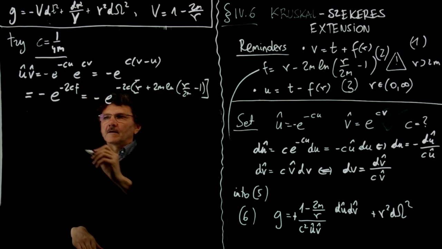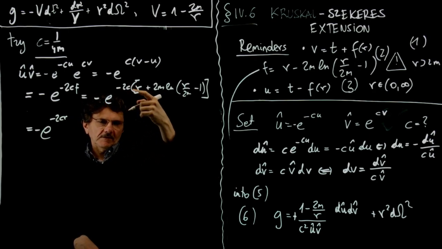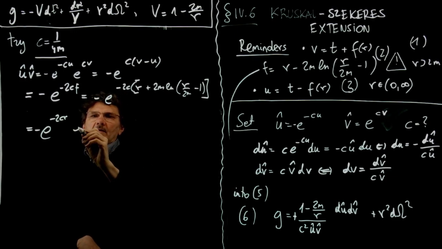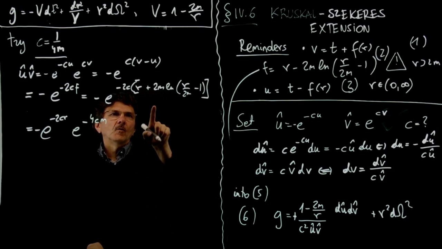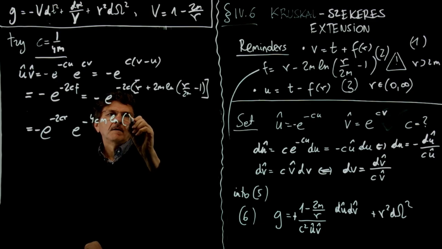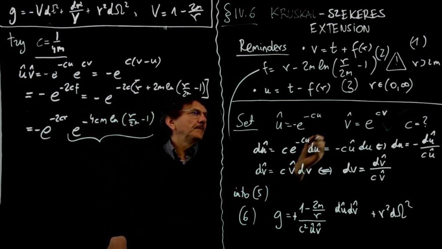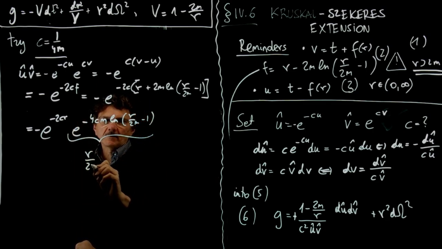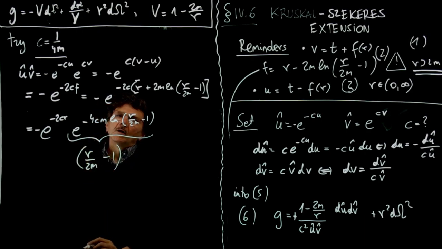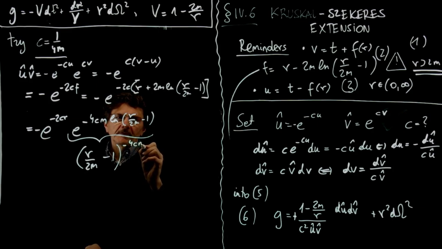Now, this term e to the minus 2cr, there isn't much we can do about it. But this log term is actually not bad, because the exponential of a log is just the function. So we get e to the minus 2c times 2m, which is 4cm. And maybe you start seeing why 1 over 4m is what you want. Now, remember, r is larger than 2m here. That's already been assumed. So the exponential of the log is just the function to a certain power, r over 2m minus 1 to that power. If you didn't have the negative sign, it would be just this, with a power of 4cm, okay?